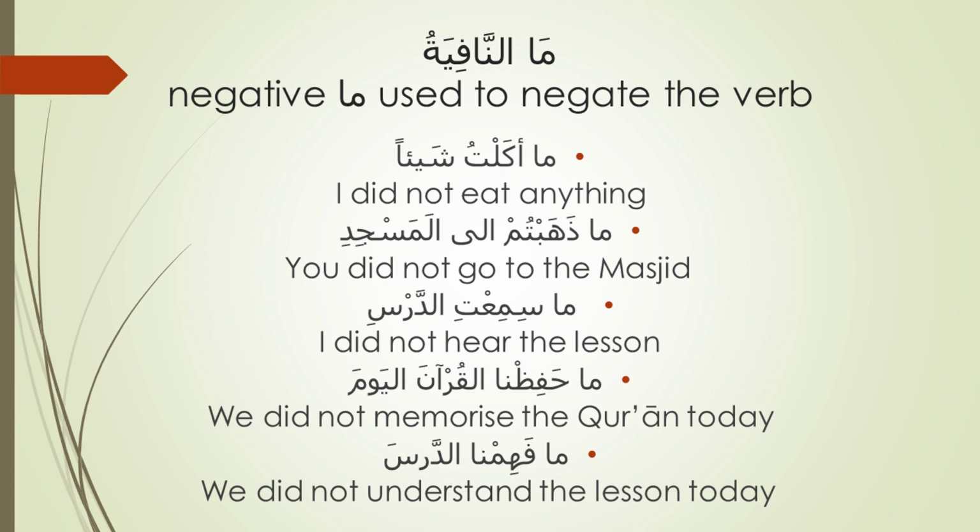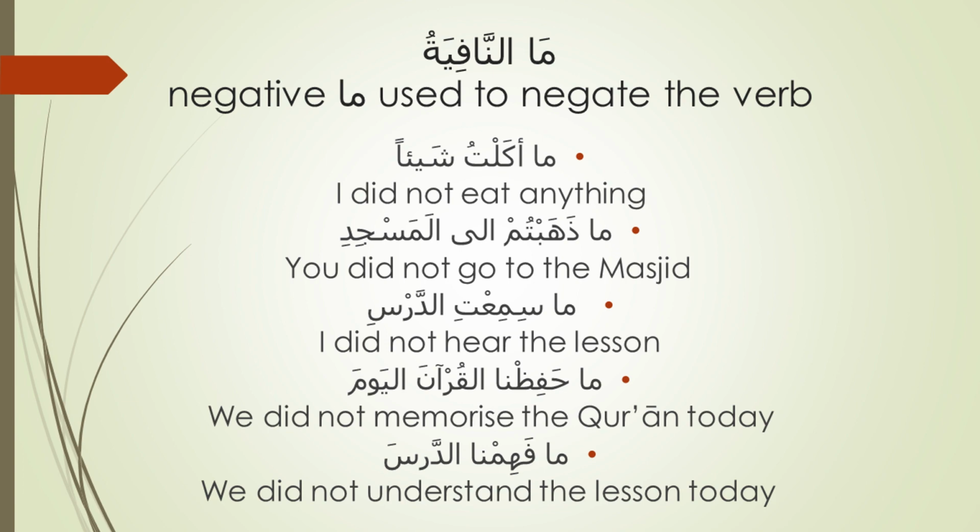So we know akaltu means I ate. How do I say now I did not eat? We bring this ma before the verb. This ma can come in front of nouns as well, but for now we're just doing verbs. So I'll say ma akaltu shay'an. I did not eat anything. Or I can say ma akalta shay'an. You did not eat anything.